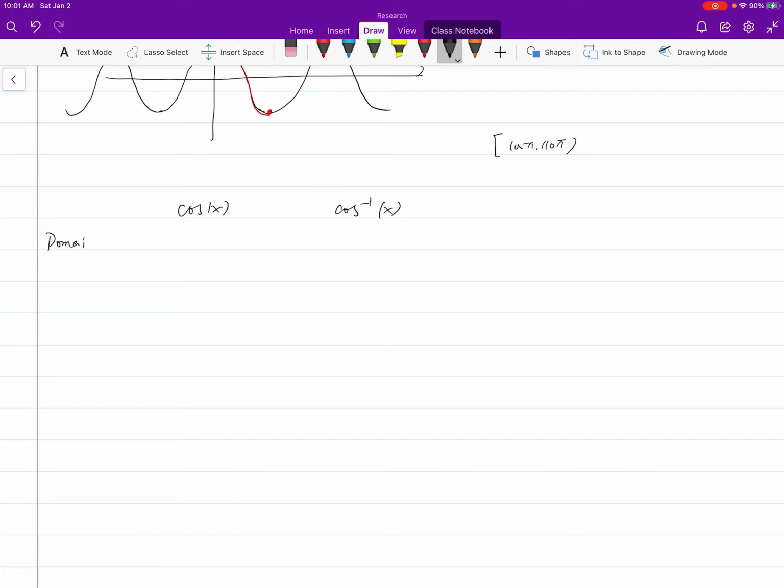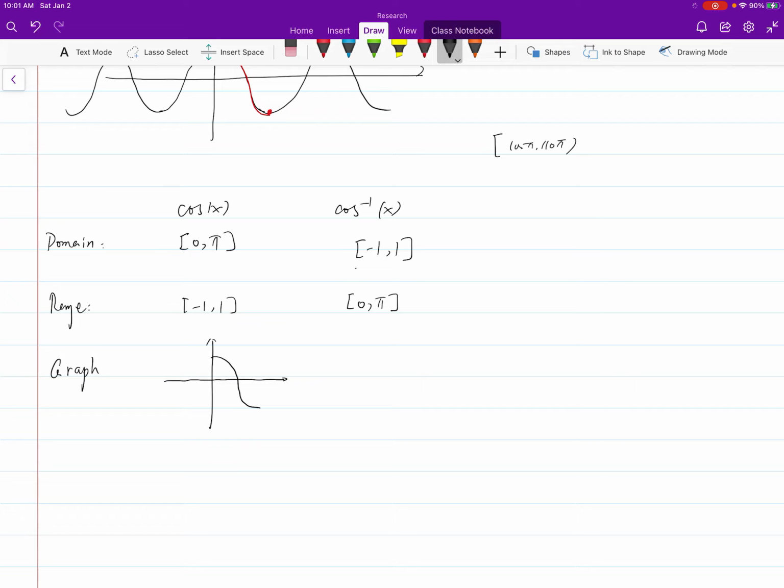Therefore, cosine inverse, we can define it. The domain, we want it to be from 0 to pi. Therefore, the range of the inverse function is going to be from 0 to pi. Now for cosine, it's between negative 1 and 1. Therefore, it's between negative 1 and 1 in the domain of the inverse.